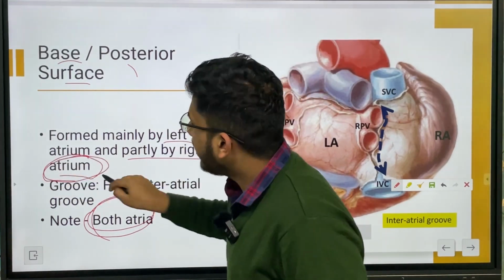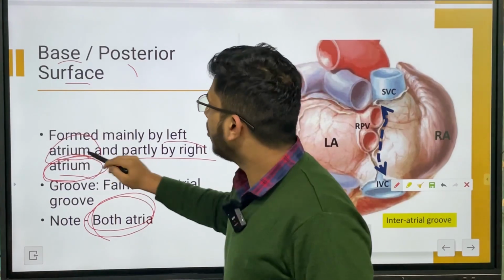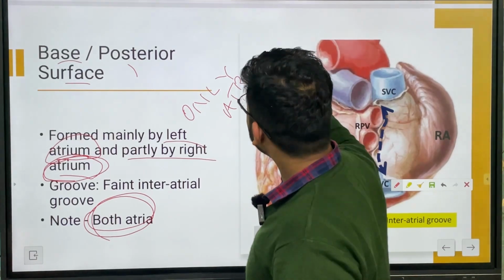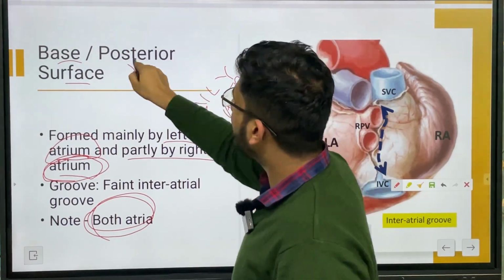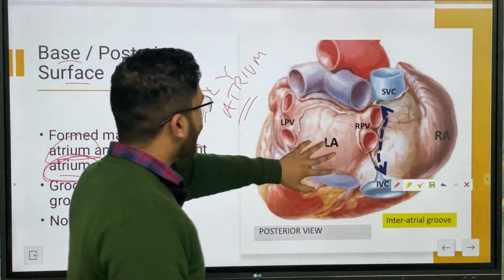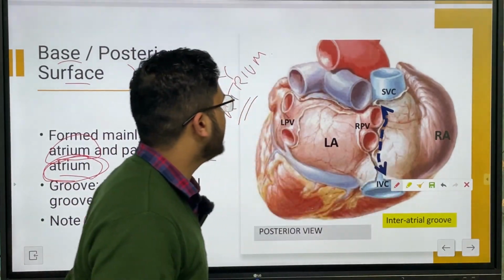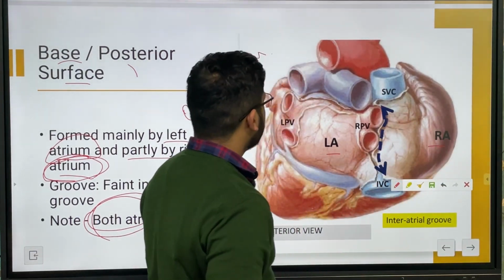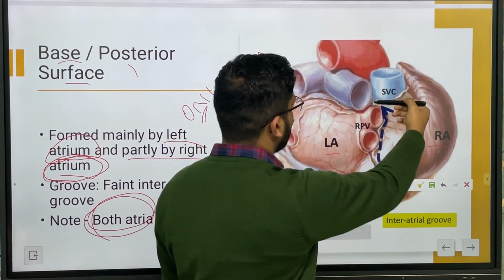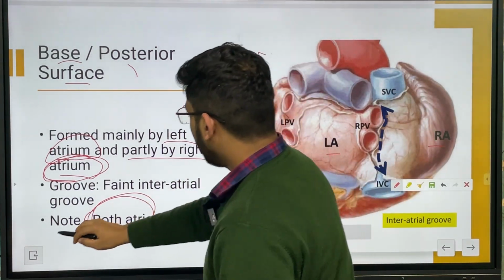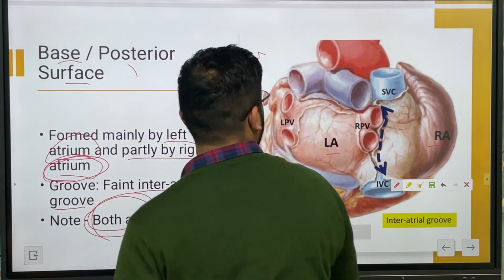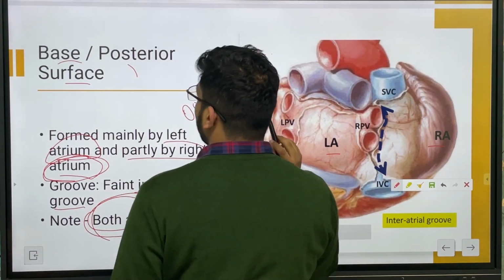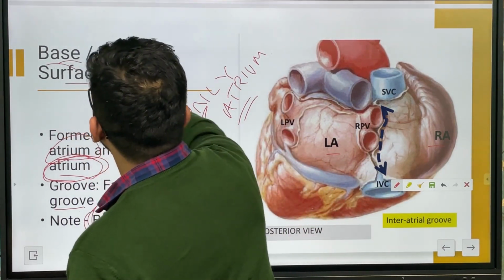The thing to note is that only atrium are present. So base or posterior surface is formed by left atrium and right atrium. What is this groove you can see between left atrium and right atrium? This is your interatrial groove. A faint groove you can see here, that's interatrial groove, which can be seen on the base or posterior surface of your heart.